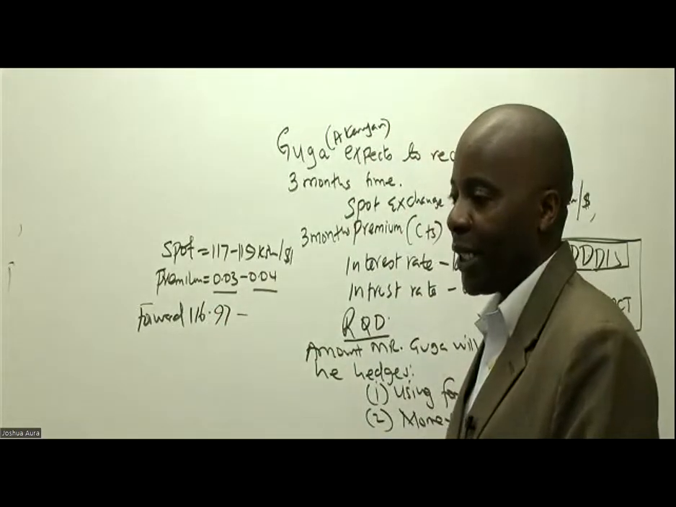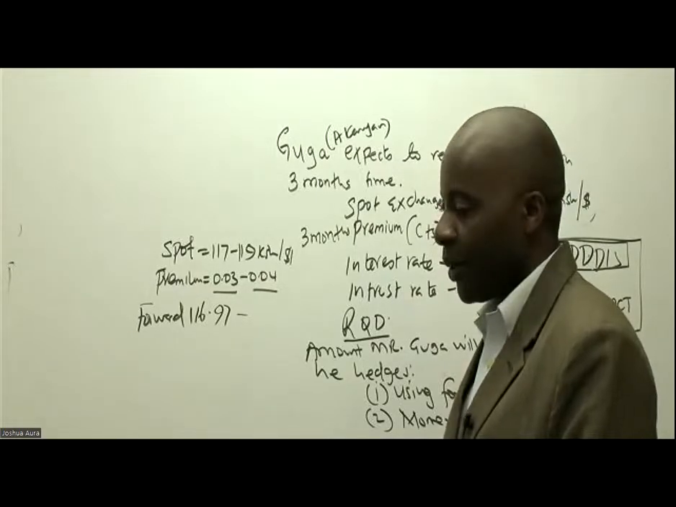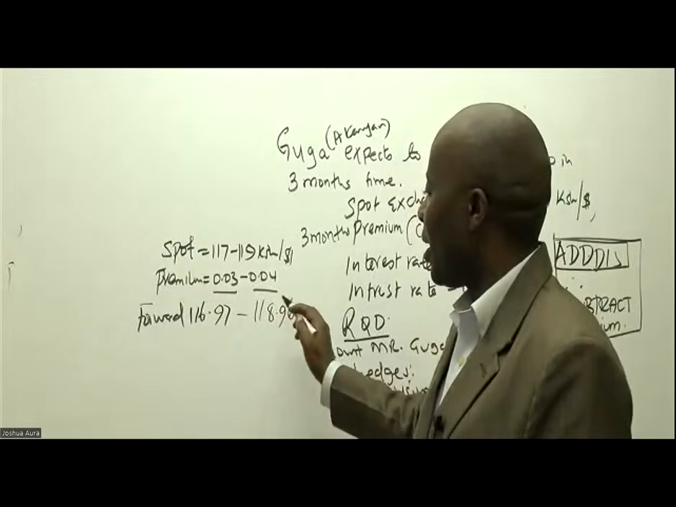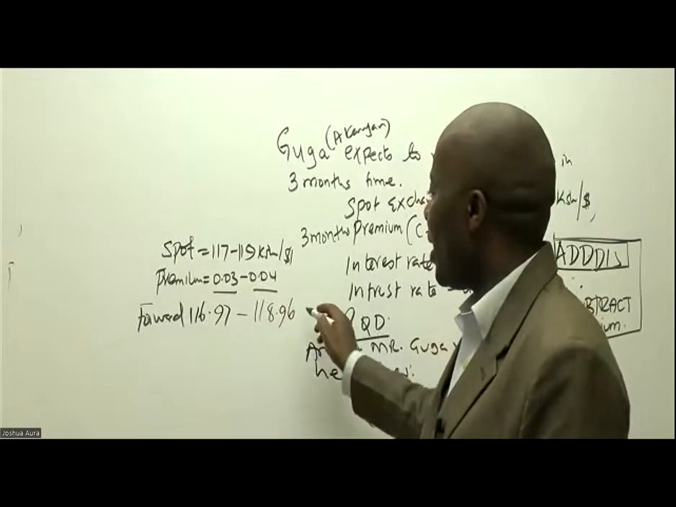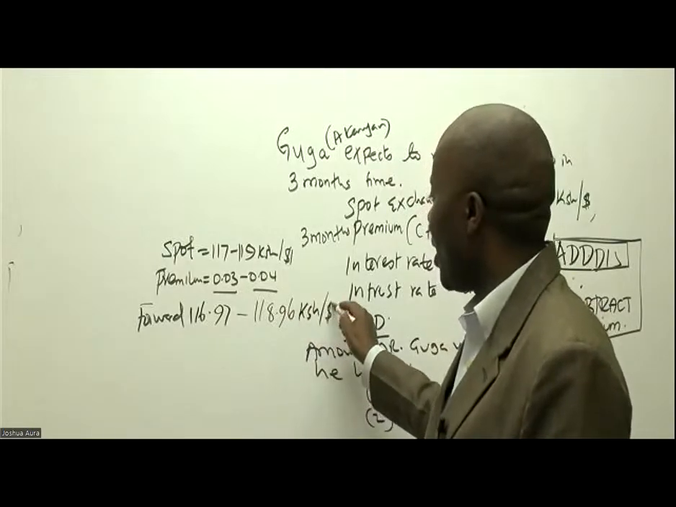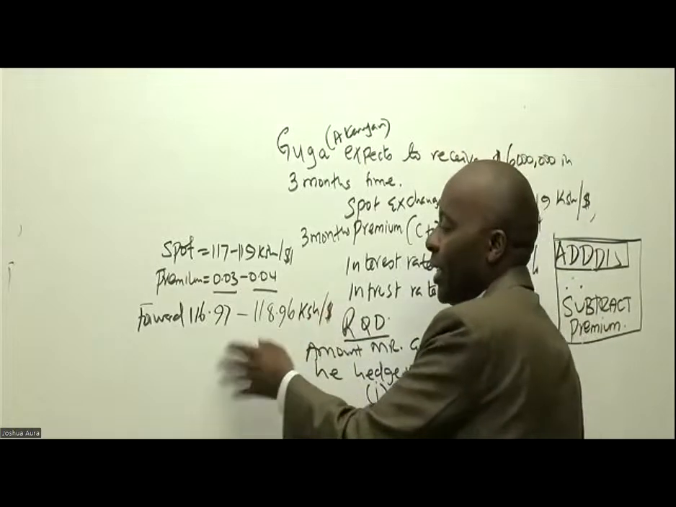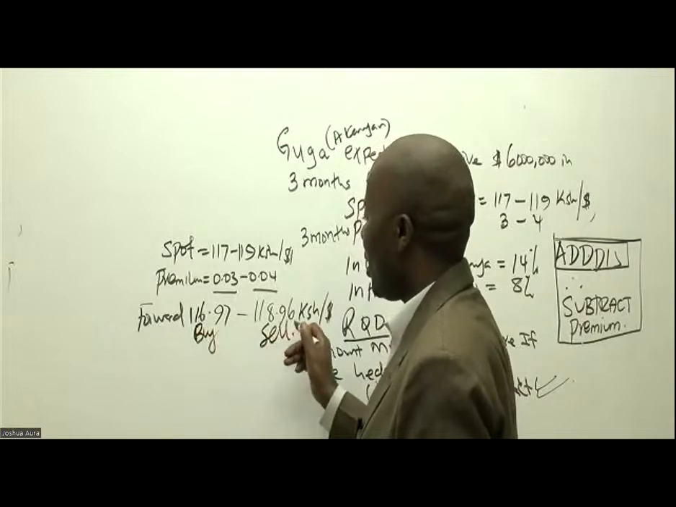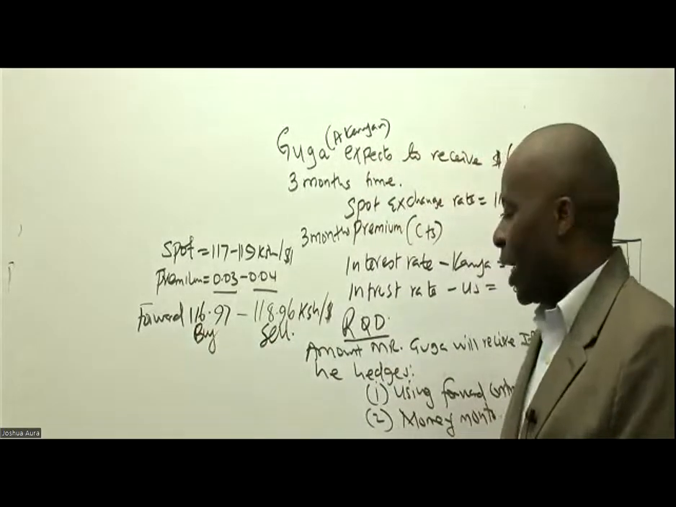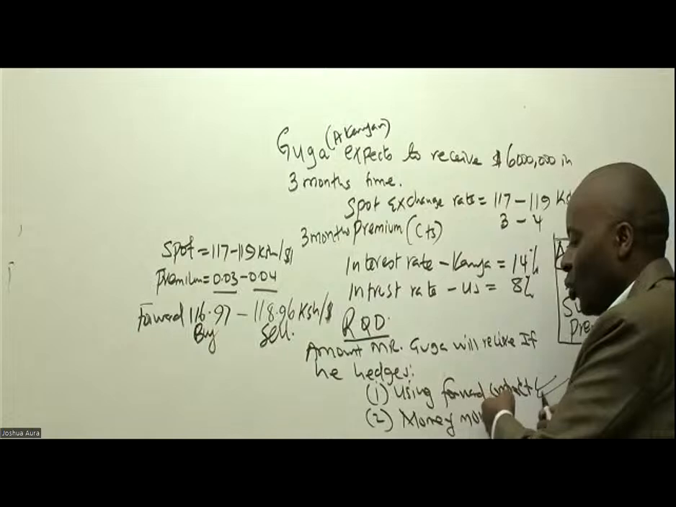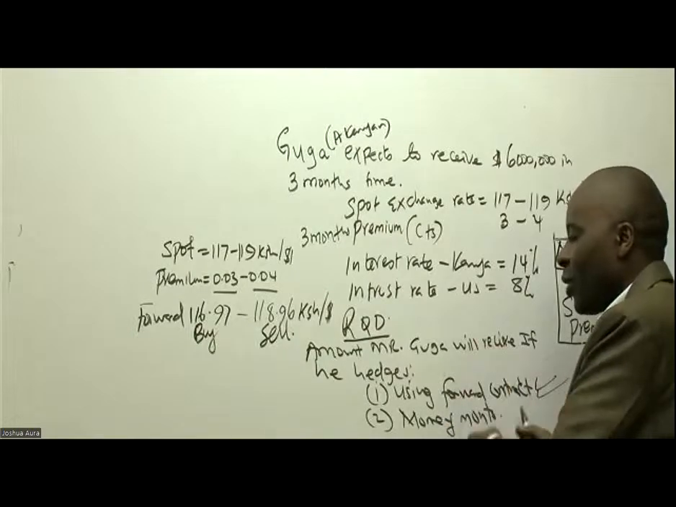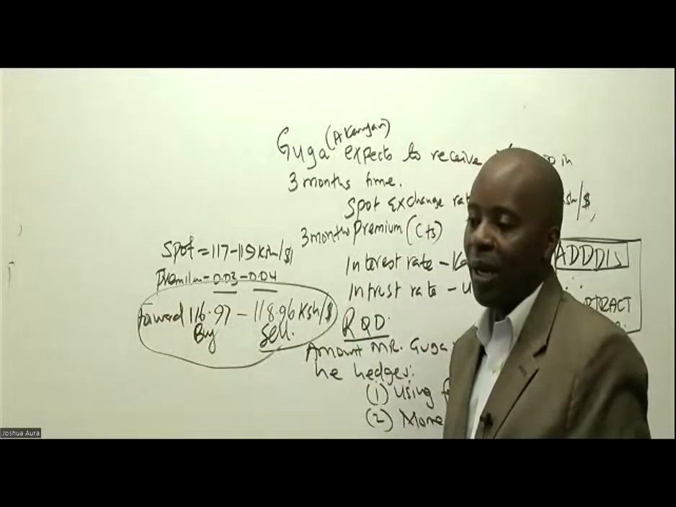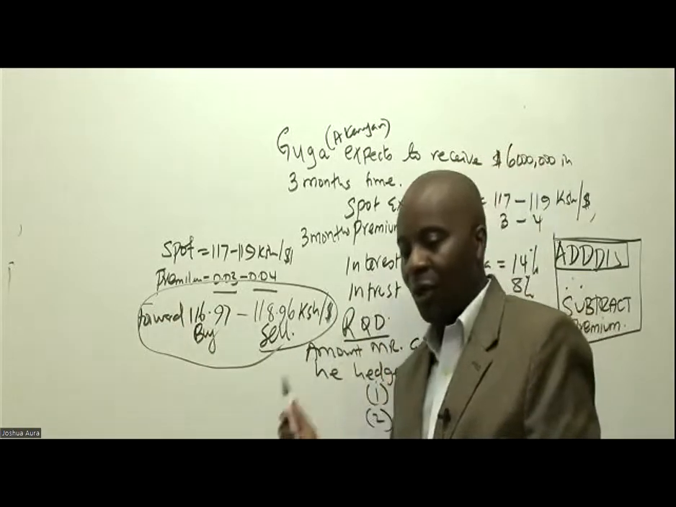To what here, somebody? To 118.96. Remember Guga is a Kenyan, so the Kenya shilling currency is on this side. So then this becomes buy, and this becomes sell. And because he is hedging in the forward contract, a forward market hedge, we are going to use this as the forward exchange rate.